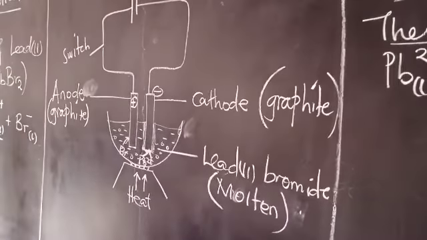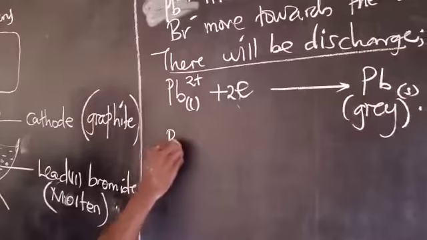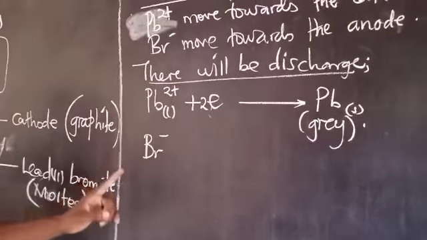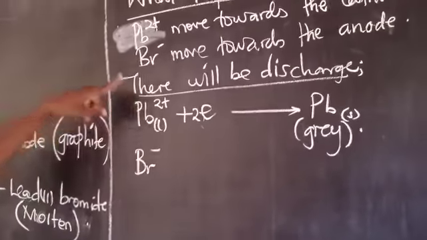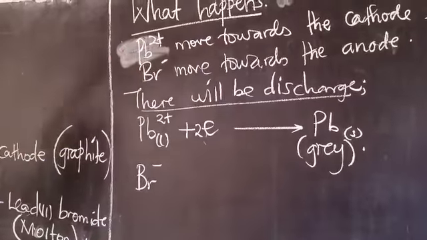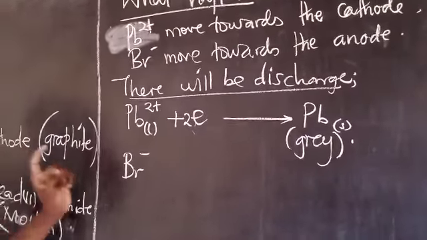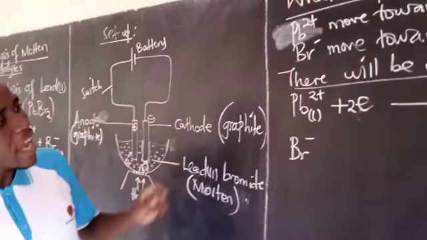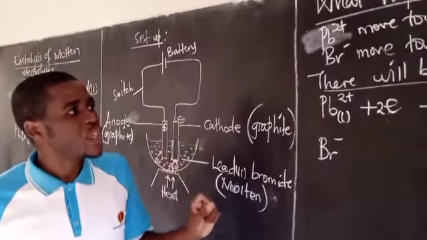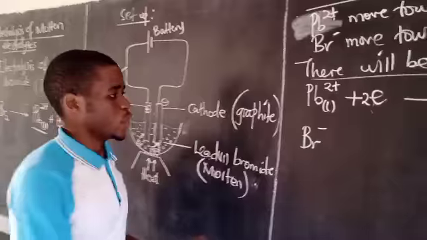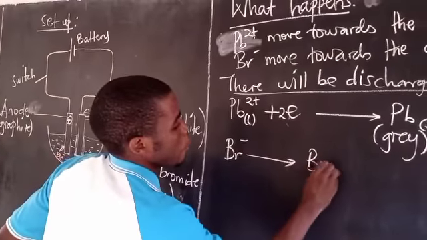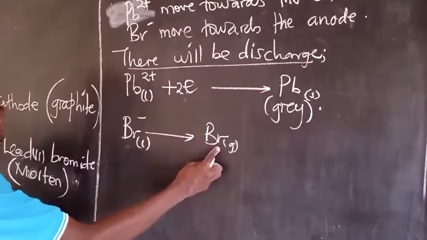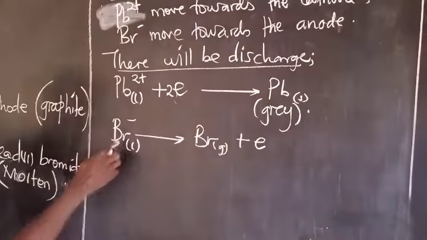Another discharge will take place. The bromide ions will get discharged. We said in the last lessons that at the cathode, discharge is always by gain of electrons. In other words, it is always by reduction. Whereas at the anode, discharge occurs by loss of electrons. An indicator that the bromide ions will form bromine atoms and the electrons that it will have lost.